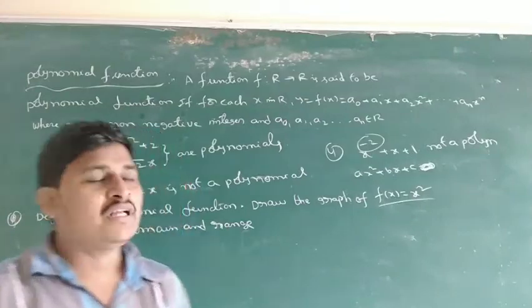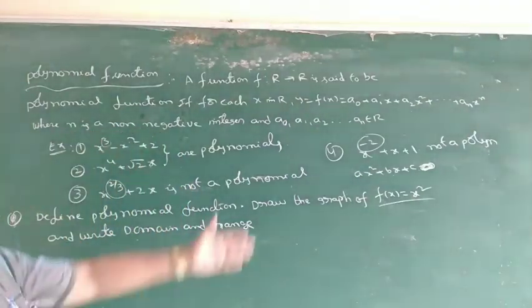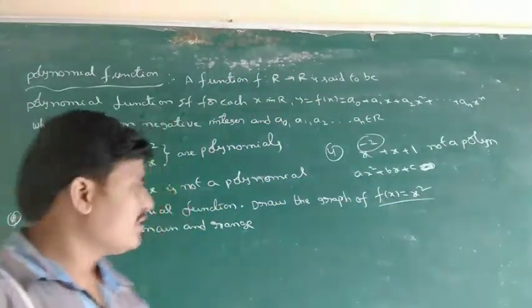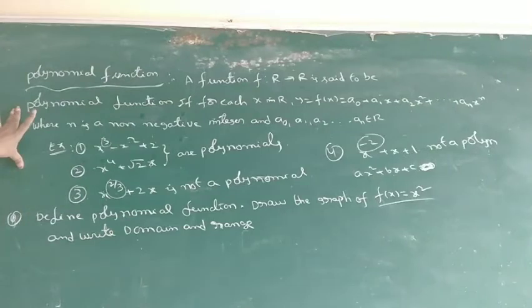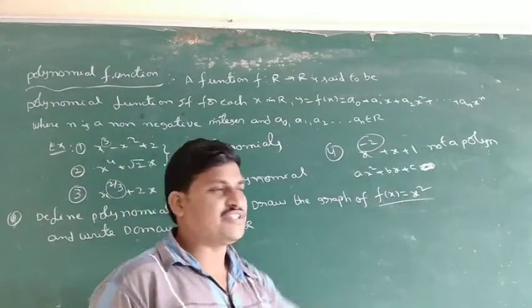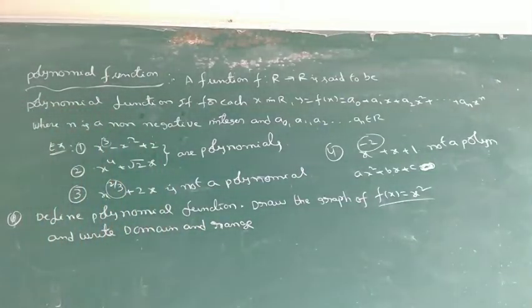Drawing a graph of the general polynomial function, up to x power n, is impossible. That is why the polynomial function definition is one thing, and the graph is another. For example, f of x is equal to x square, f of x is equal to x cube, f of x is equal to x square plus 1.